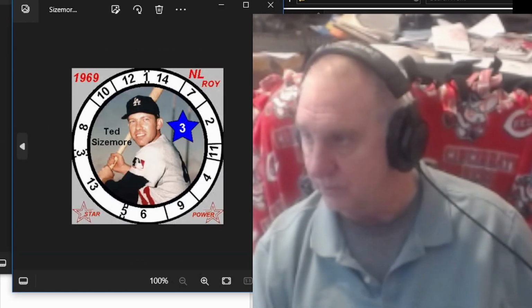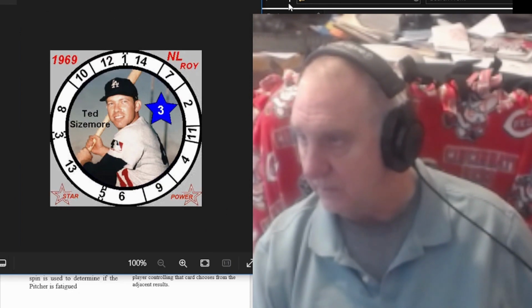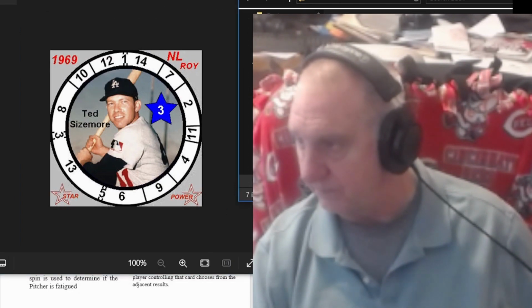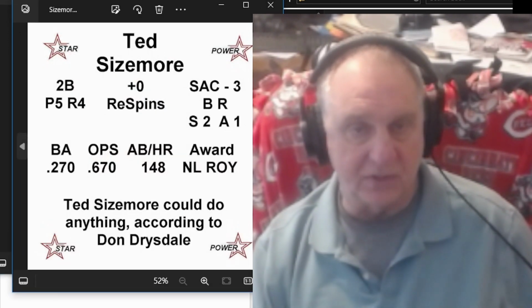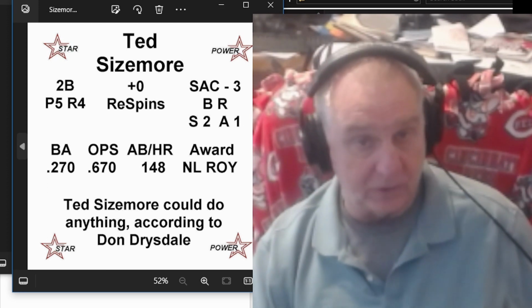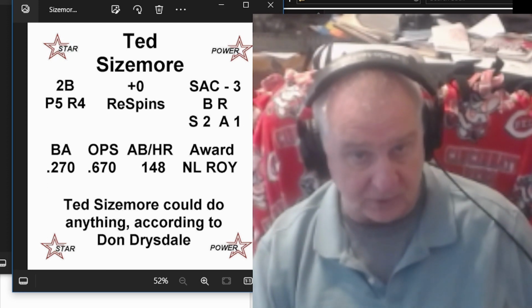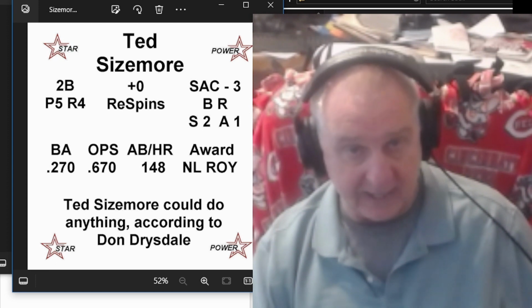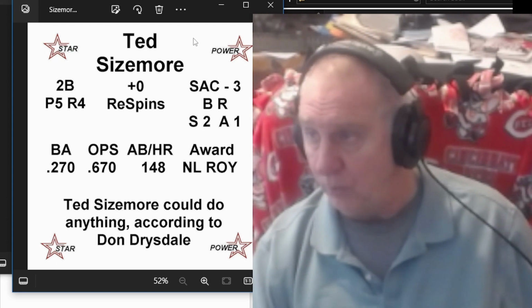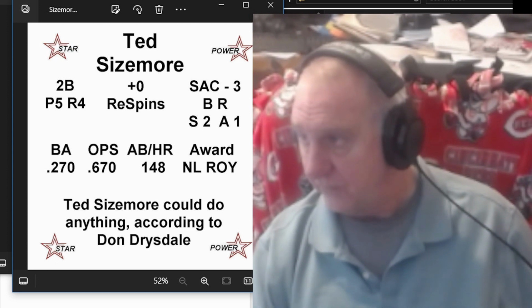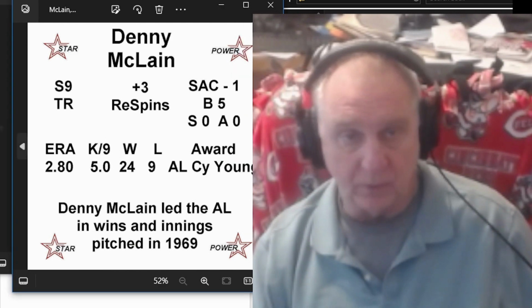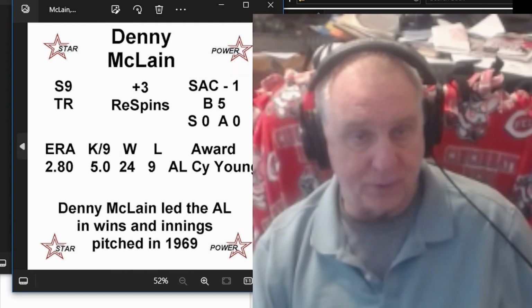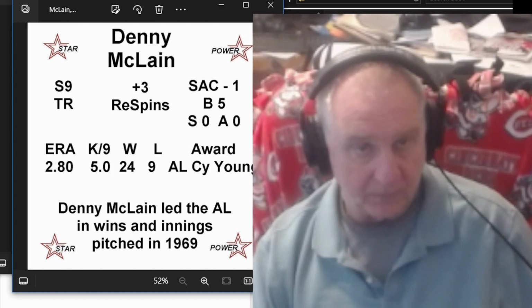Okay, that's supposed to be the back. Let's go get the back of him. Okay, you can see, when we talked about the cards and reading the information section, he bats right-handed. If you grab a pitching card from the same year, we'll grab Denny McLain, he throws right-handed.